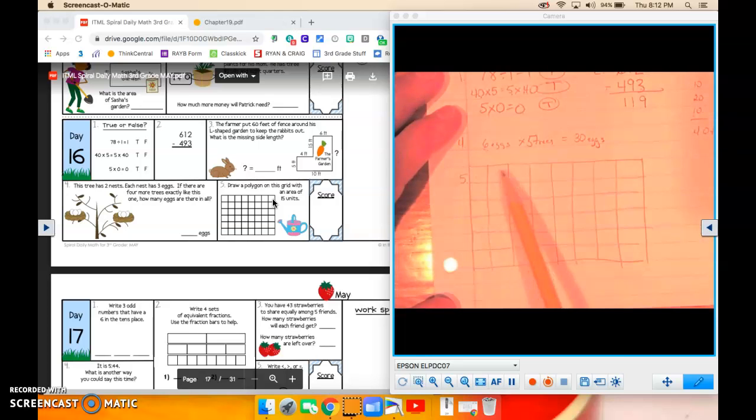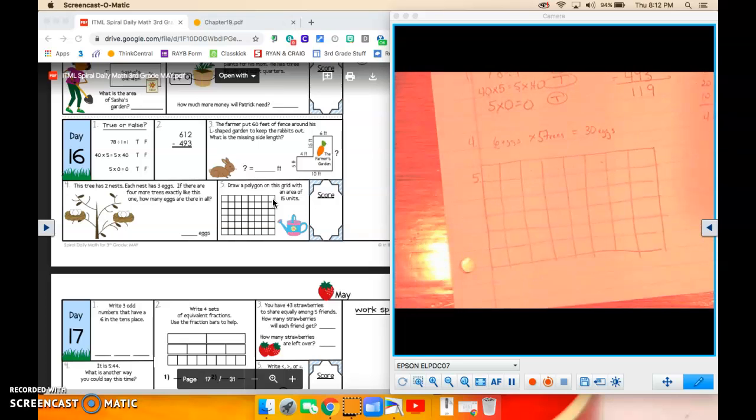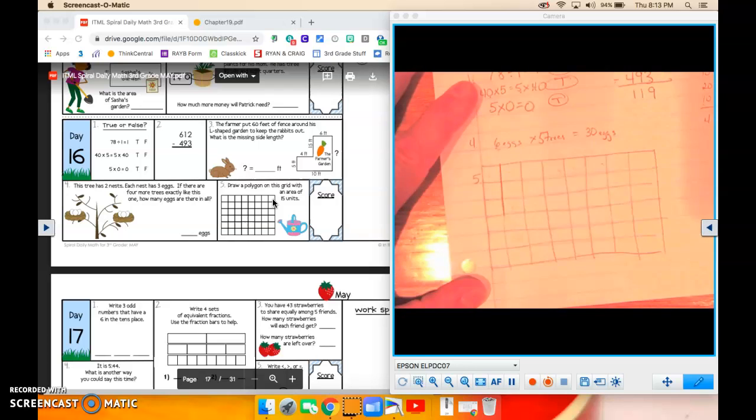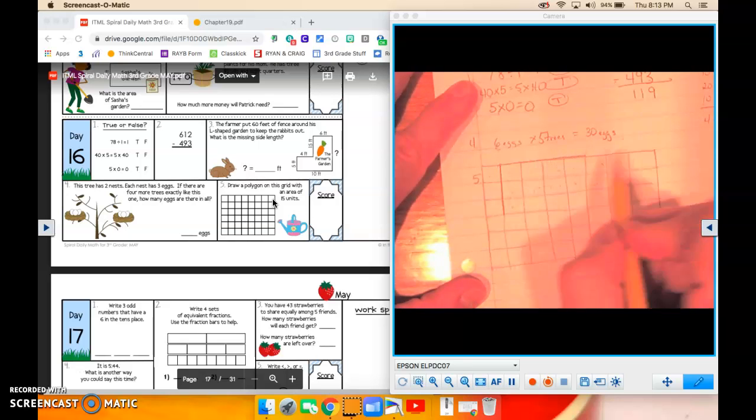Eight there. 1, 2, 3, 4, 5, 6, 7, 8. Okay, so I have a 6 by 8 array up there, and we need to draw a polygon with an area of 15 units. So, here we go. 1, 2, 3. 1, 2, 3, 4, 5. One more.